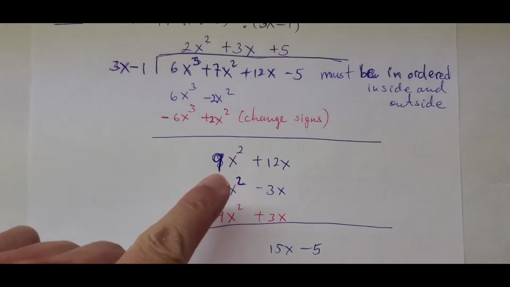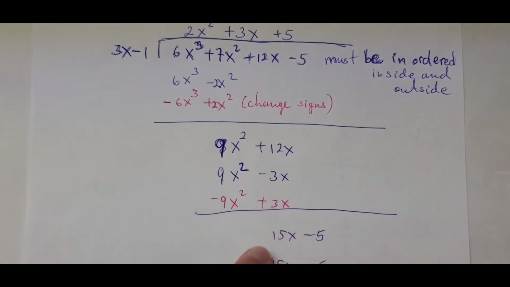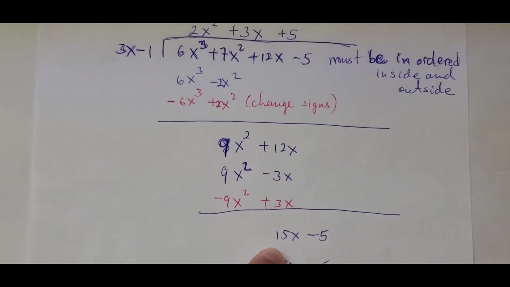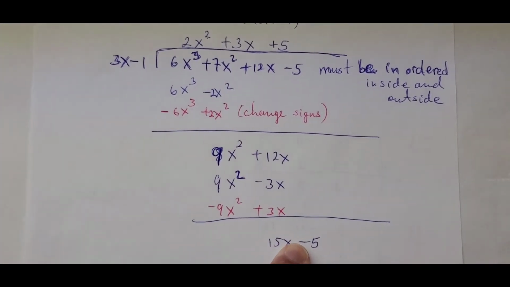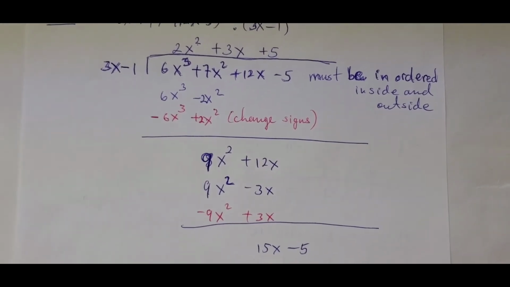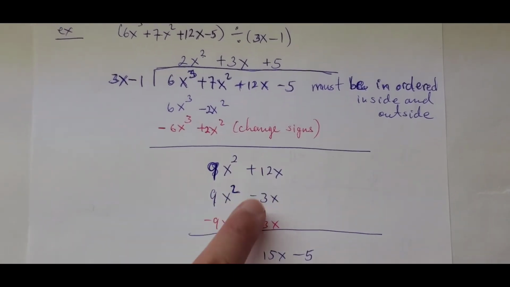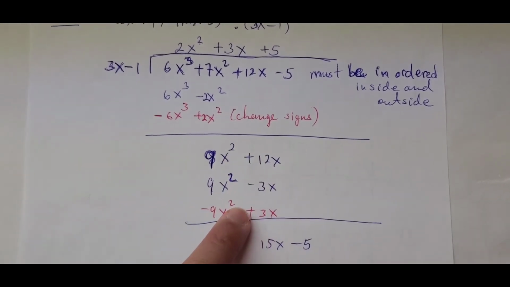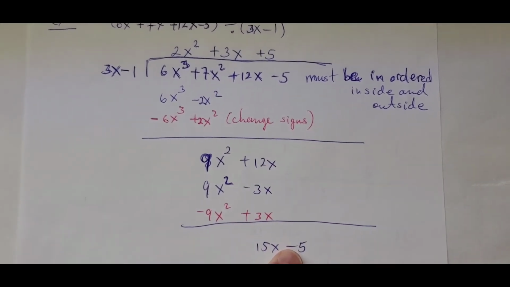So 9 subtract 9 disappeared. 12 plus 3, 15x. Now bring down the -5. 9 subtract 9 is 0. 12 plus 3 gives me 15. Bring down the -5. Okay?